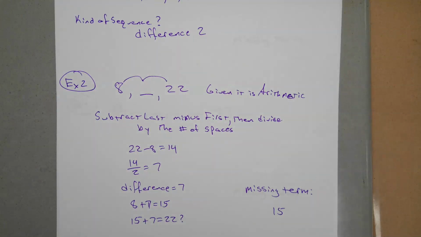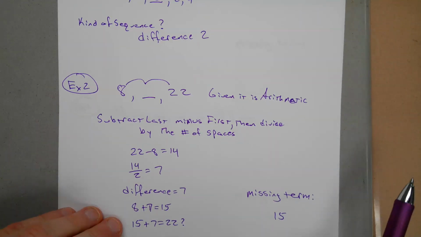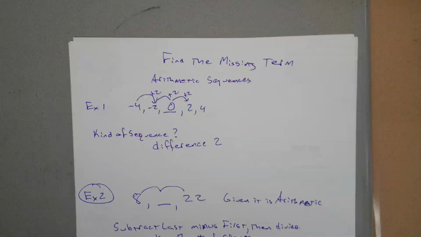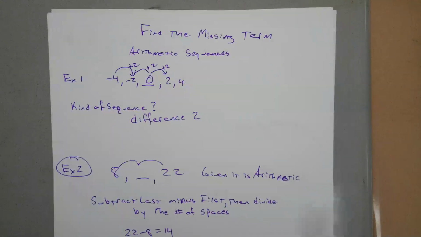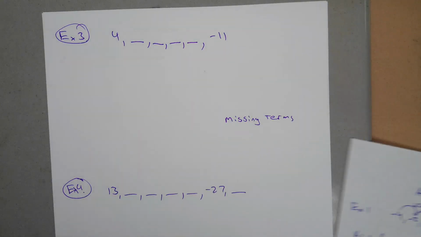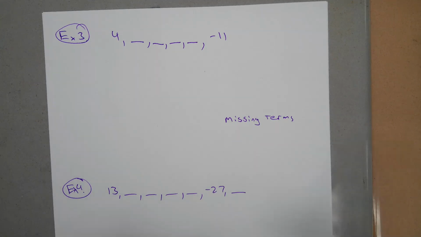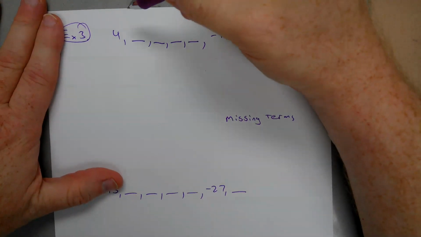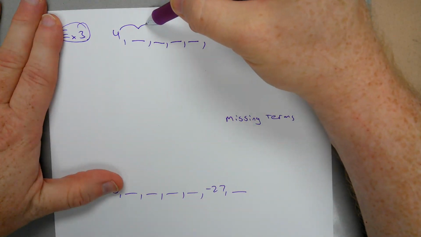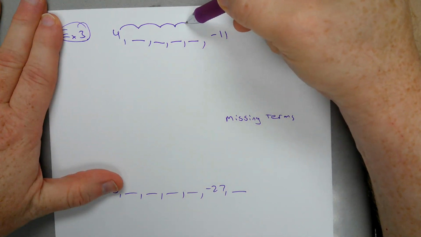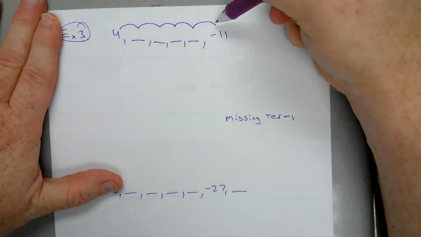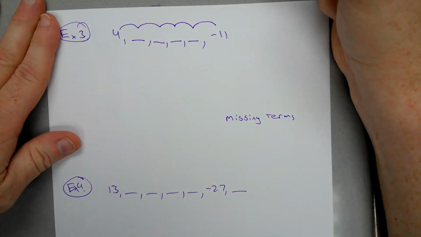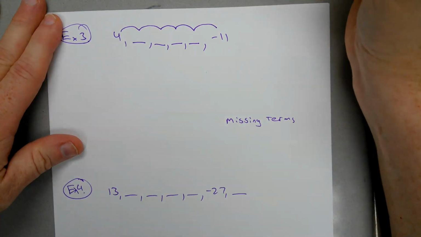So let's do one that's a little bit more complicated, shall we? The only way I can really make this more complicated is by changing the quantity of missing spaces. So I start at 4. 1, 2, 3, 4, 5. It takes me 5 spaces to get to the next known value.